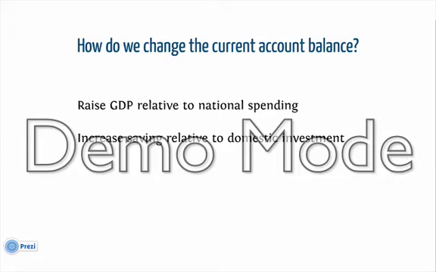And the same is true for the second point, increasing saving relative to domestic investment. You can either increase the savings rate, and that might be done through various government policies, fiscal policies, or you can decrease the level of domestic investment. So there's numerous ways you can go about achieving these two ends.